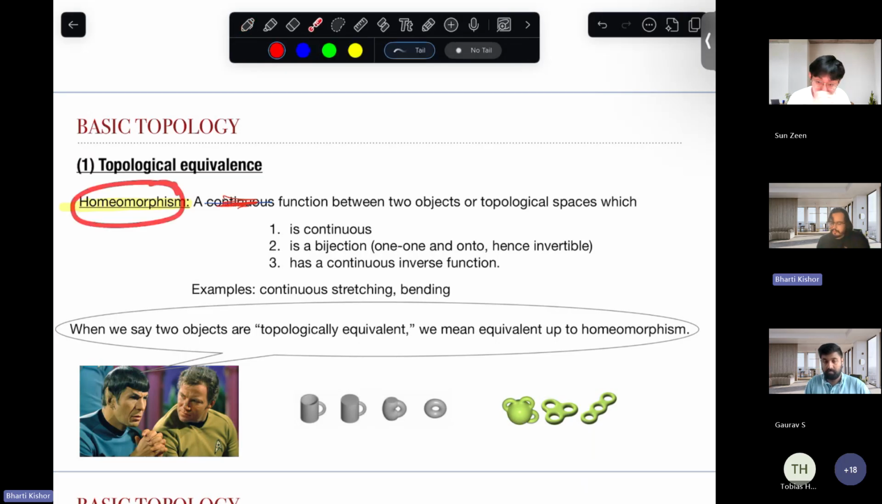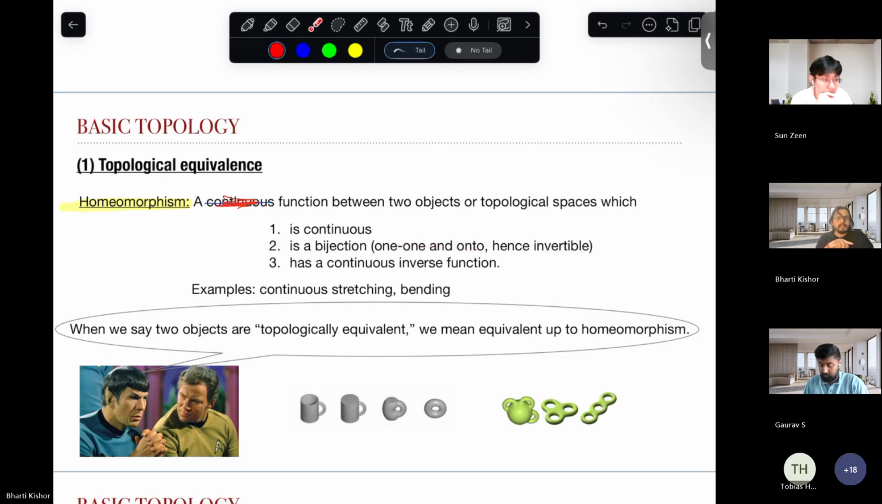So what is homeomorphism? It's a function between two objects or topological spaces. There is a rigorous definition of what this thing is, but you can think of two objects, let's say, I have a coffee mug and I have a donut, and a function between two objects that is continuous and has a continuous inverse function. So it's continuous in the forward direction, continuous in the backward direction, and is a bijection, which means one-to-one and onto, hence invertible.